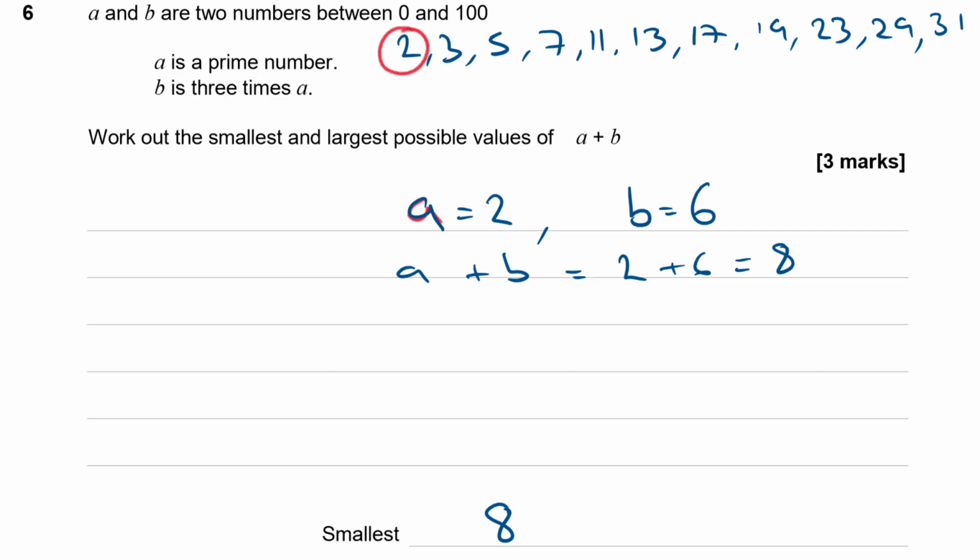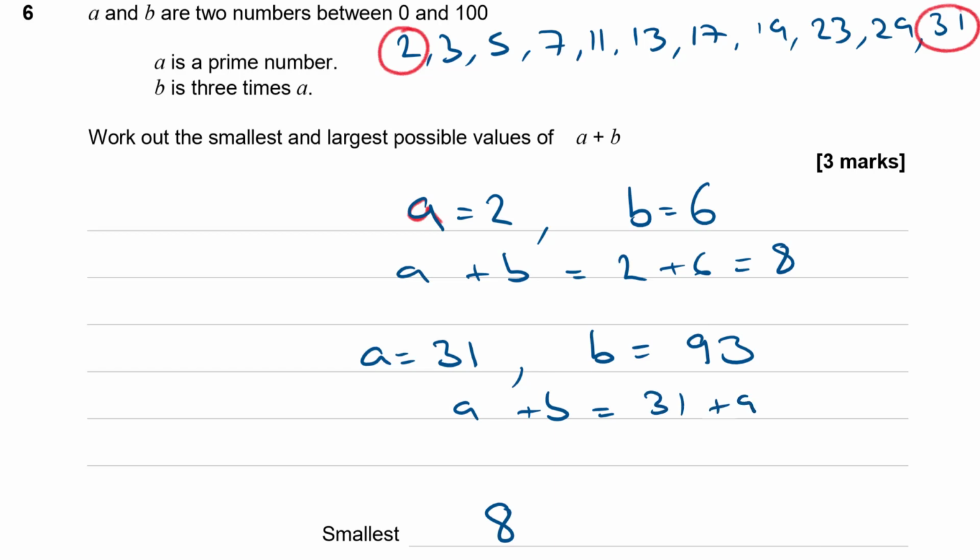And then I suppose the largest possible value of A plus B is going to be if I took the other end of the list. So this one up here, the 31. So if I let A equal 31, then B would be 3 lots of 31. B would be 93. And then A plus B then would be 31 plus 93, which is, what's that, 124? 124.